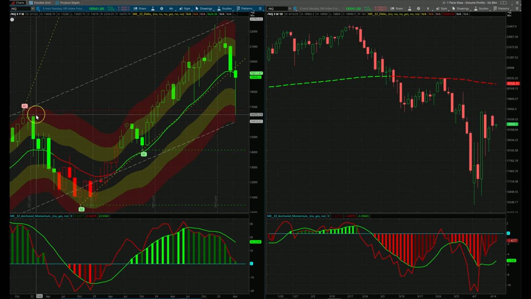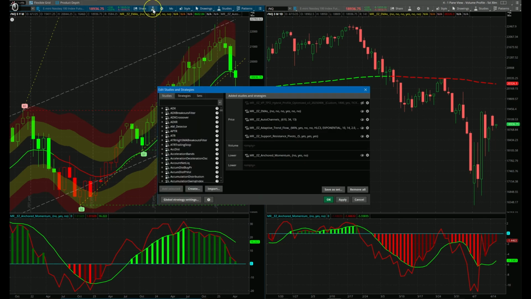Interesting enough, the R1 became support over here. Price came down, hit that support, went a little further, and then bounced. So there's that. But I'm just a little frustrated because I can't find what I'm looking for.